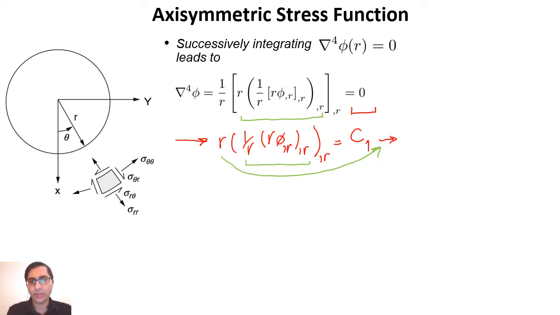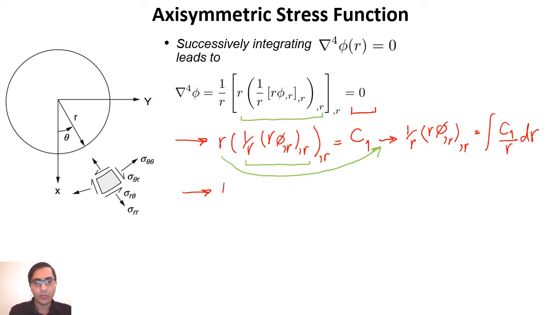So basically we're going to have (1/r)φ,r equal to the integral of c1 divided by r dr. So it's going to be (1/r)φ,r equal to (1/r) times the integration with respect to r, which is basically ln of r, and just don't forget that we get another constant here.